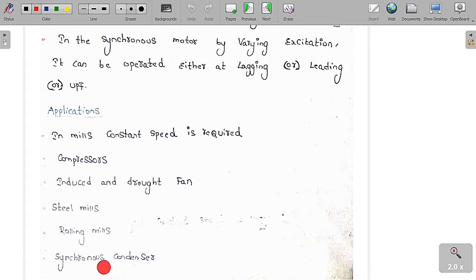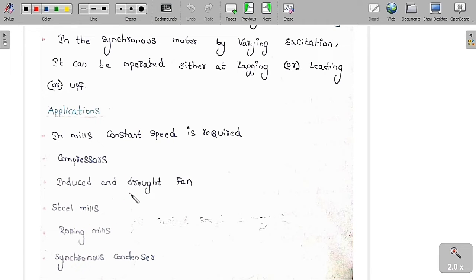I will explain why in the synchronous condenser. In the synchronous condenser, we are going to use the synchronous motor in the over-excited state. I will discuss this in detail in the coming pages. So these are some of the applications in which the synchronous motor is highly used.